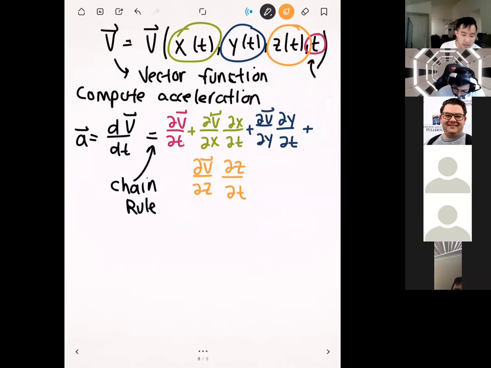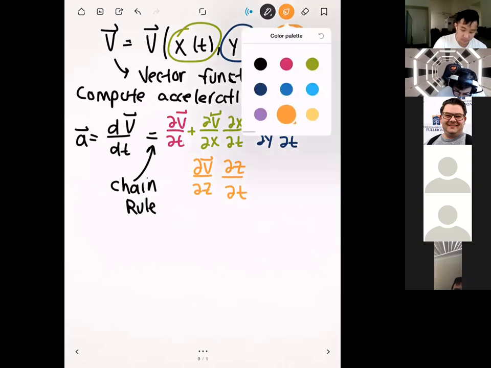And so by taking the derivative with respect to time of a velocity, we have 4 terms that come out because our velocity depends on 4 different variables. And so all these just came out from the chain rule.